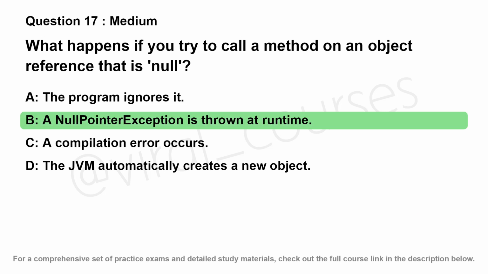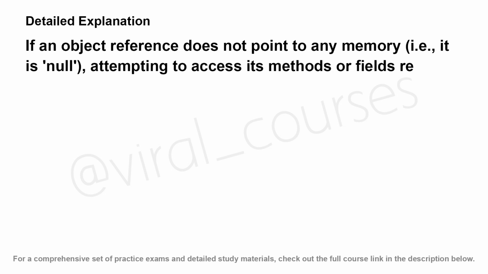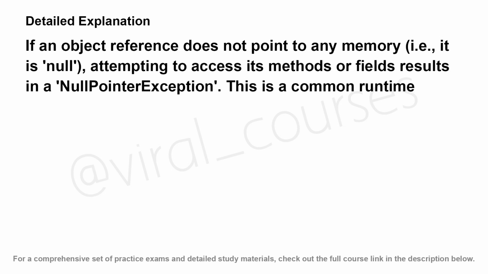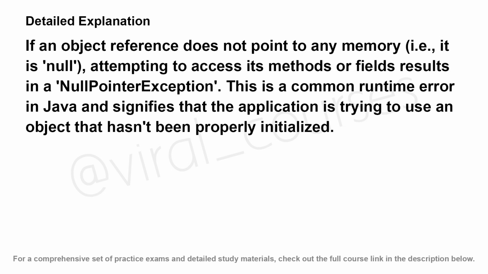The correct answer is B. If an object reference does not point to any memory, i.e., it is null, attempting to access its methods or fields results in a null pointer exception. This is a common runtime error in Java and signifies that the application is trying to use an object that hasn't been properly initialized.